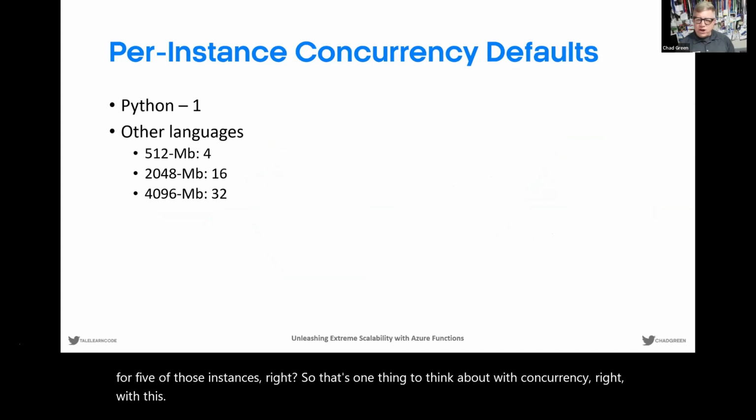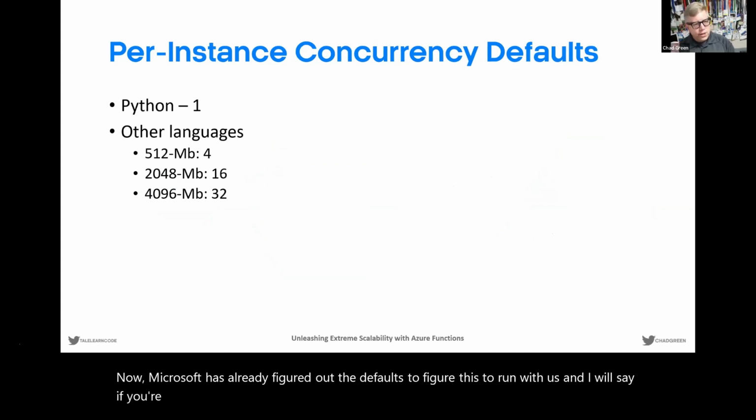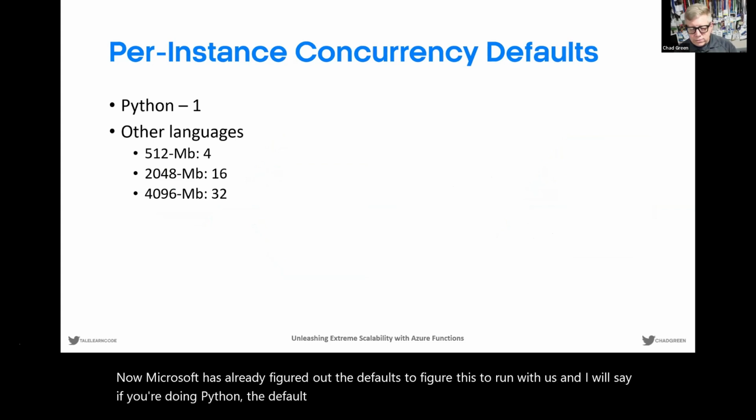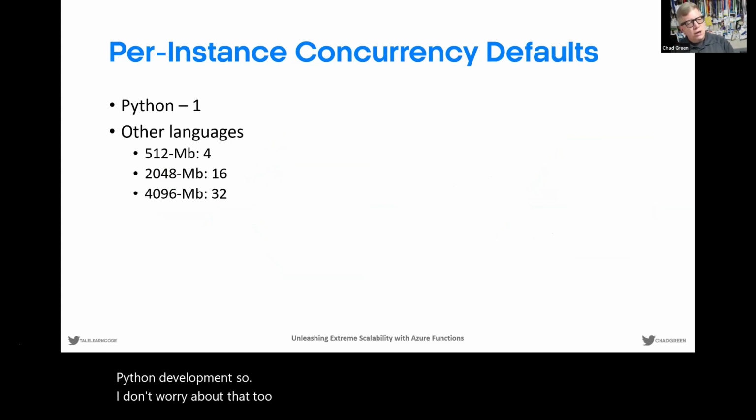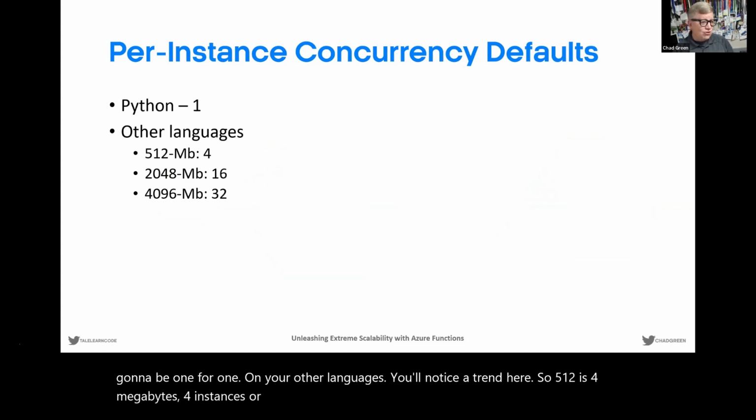Now, Microsoft has already figured out the defaults to run with this. I will say, if you're doing Python, the default is 1, and I have forgotten the reason why. I don't do Python development, so I don't worry about that too much. But with Python, your default is 1 concurrent, so it is 1 for 1. On your other languages, you'll notice a trend here. 512 is 4 executions, 2048 is 16, 4096 is 32, right?